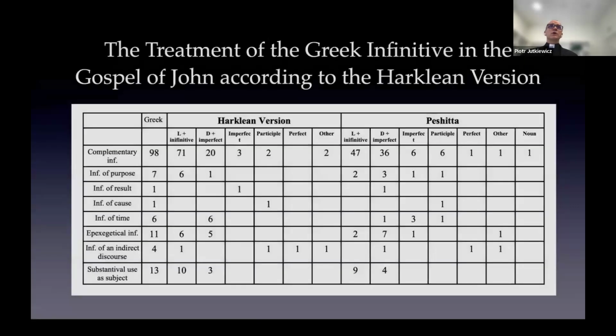My analysis of the treatment of the Greek infinitive in the Syriac translation is divided into categories based on the functions of the infinitive proposed by Daniel Wallace. The ways of rendering the Greek infinitive in the Harklean version are compared with the Peshitta. The table summarizes the results. I have analyzed the following categories: the complementary infinitive, the infinitive of purpose, the infinitive of result, the infinitive of cause, the infinitive of time, the epexegetical infinitive, the infinitive of indirect discourse, the infinitive as a subject, and the infinitive clause as a direct object.